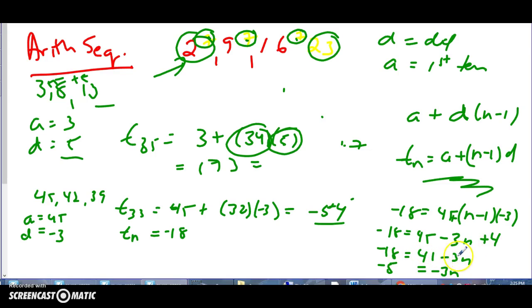Sorry. 45 plus 4 is 49. Sorry, I subtracted. 49. Bring this over. That's minus 66. So minus 66 is equal to minus 3n. Divide each side by negative 3. I get n is equal to 22. It's the 22nd term. Okay, so set that up and solve for n.